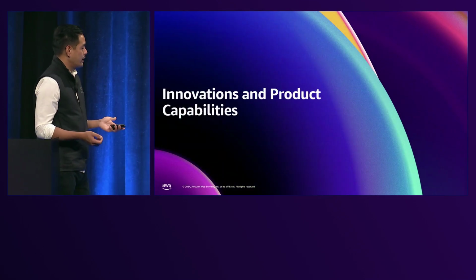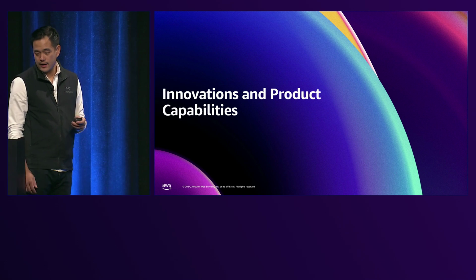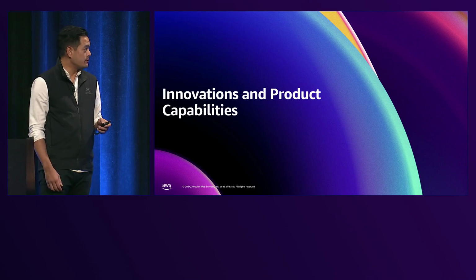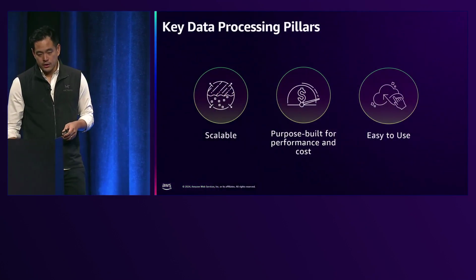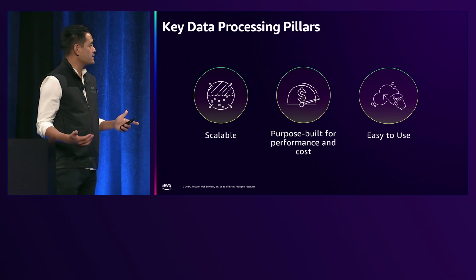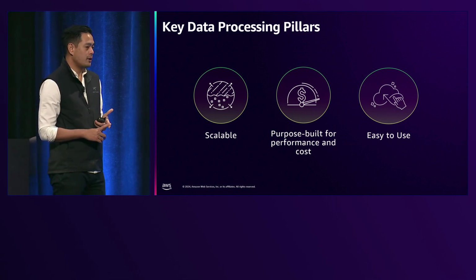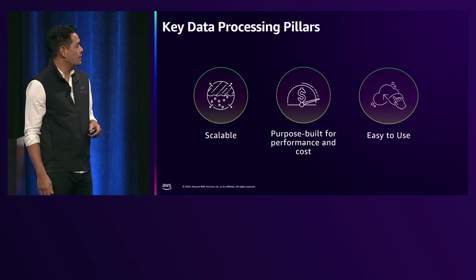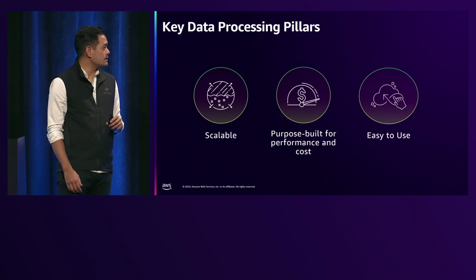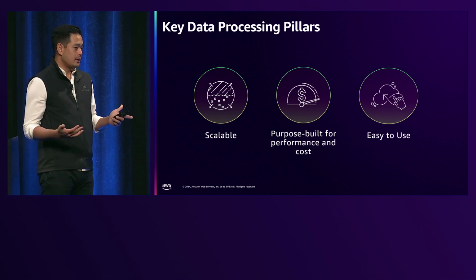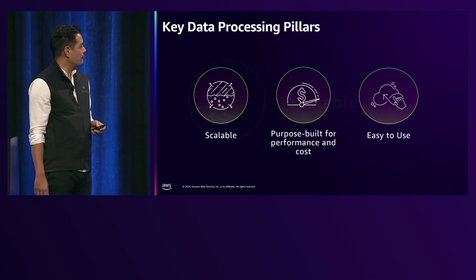So a lot of really great customer success stories. Let's take a deeper look at these specific innovations and capabilities that enable these customers to achieve these results. There are three key pillars that are critical foundations to any data processing platform. It has to be scalable, purpose-built for performance and cost, and easy to use. We're going to spend some time in each of these areas and see how Amazon EMR is innovating as it relates to cost-effective data processing.